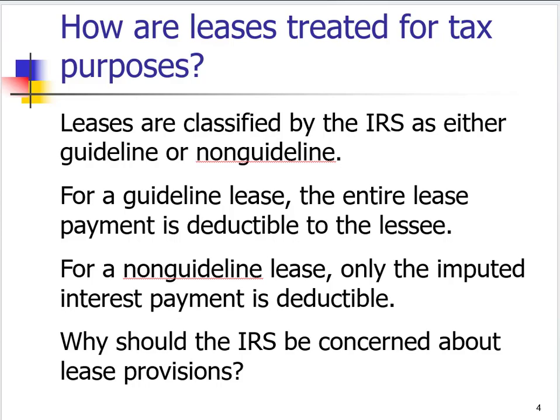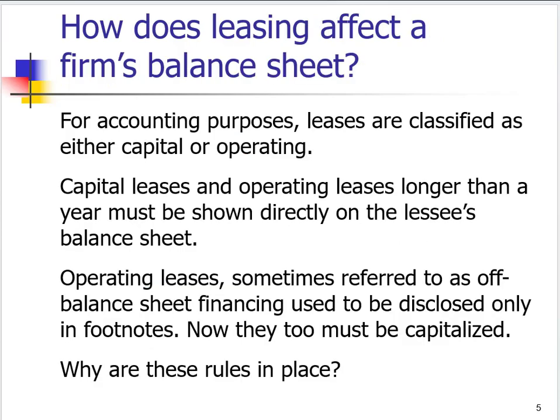Because in a non-guideline lease, essentially we book this asset as an asset. So we're going to depreciate it. We're not going to be able to write off the entire lease and the interest, because we're going to write off the interest and then we're going to depreciate the asset. And again, why is this important? It's important because of what shows up on the balance sheet as a liability or not.